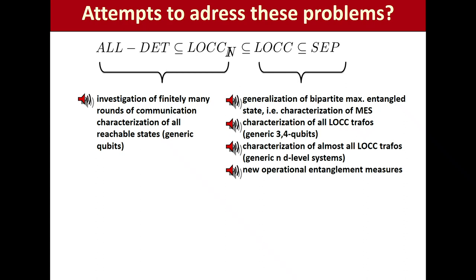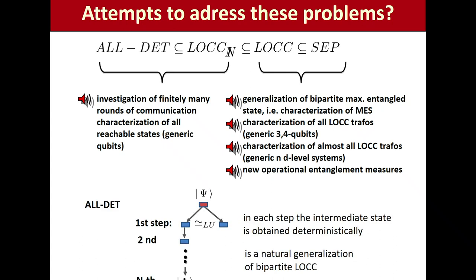Okay, this is what we will do by looking at the finitely many round LOCC. Let me just mention here what I mean by an all deterministic protocol. So this is a protocol where I start with a state psi, then I do some operation, so Alice, for instance, applies some operation, and for each of the outcomes, she will obtain a state that is LU equivalent to the first one, to this one. Okay? So in each step, you obtain deterministically a new state. This is what I call all deterministic. Okay? So you obtain one state, then you process this state further. In the next step, you again obtain deterministically your state. Okay?